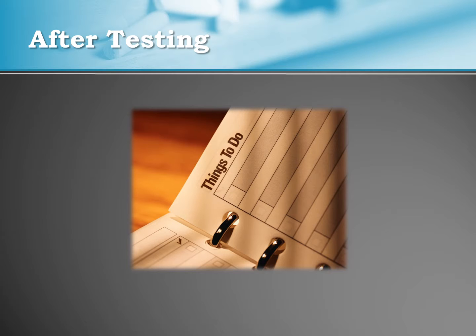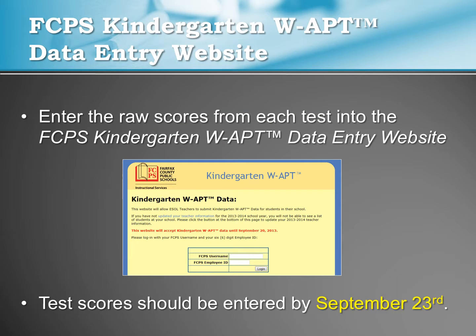The following slides contain important information regarding procedures you should follow after testing has been completed. Test administrators will enter the raw scores for each student into the Kindergarten WAPT data entry website. All students' test scores should be entered by September 23rd. Once scores have been entered, the website will assign an English language proficiency level for each student. Please refer to the FCPS Kindergarten WAPT data entry website quick reference guide for detailed instructions.